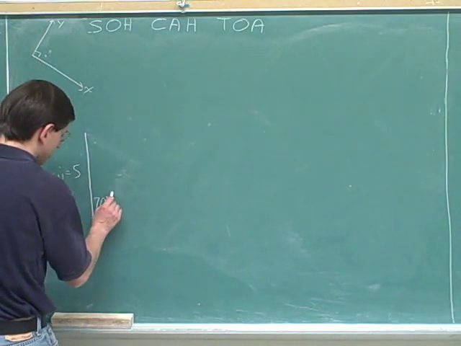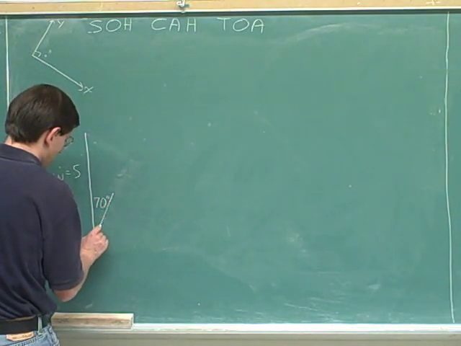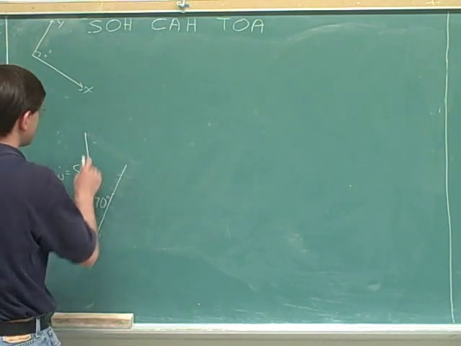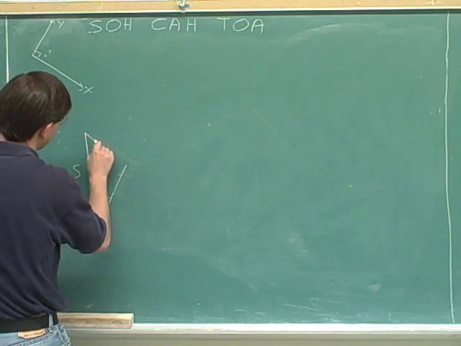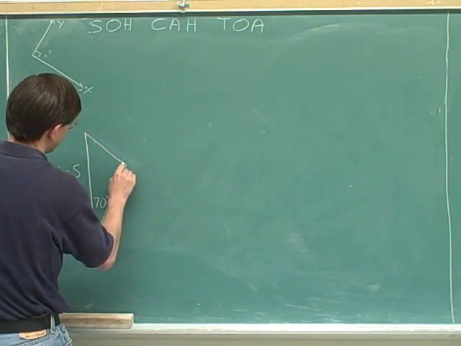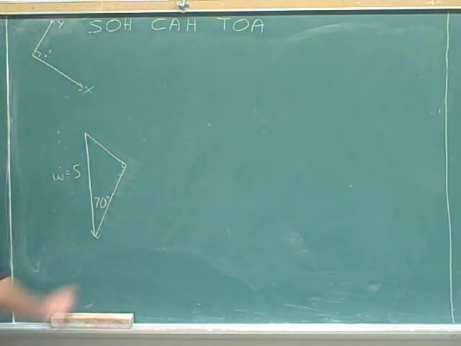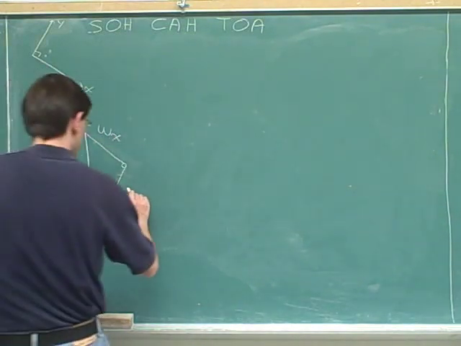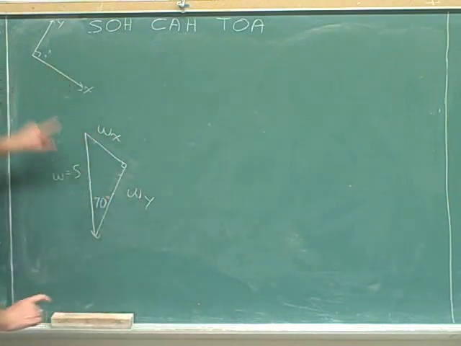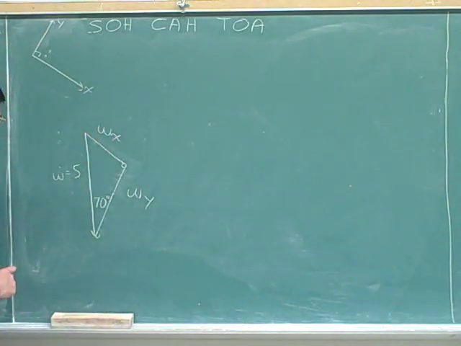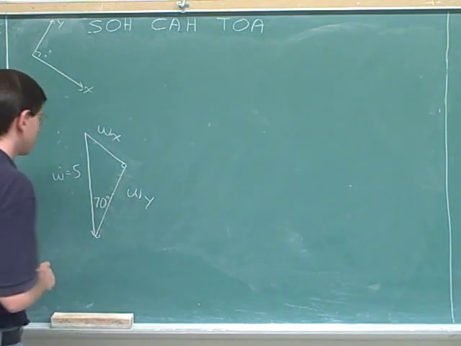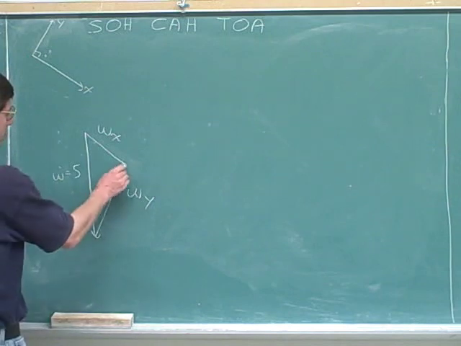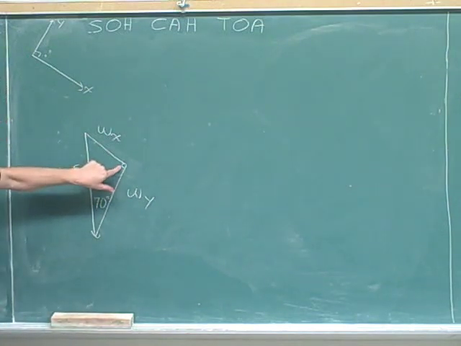Well, I can automatically draw a leg across this dashed line. This leg is going to be parallel to the y-axis. And then I can draw a leg that's parallel to the x-axis. So this will be wx, parallel to the x-axis. And this will be wy, parallel to the y-axis. And since the x and the y axes are perpendicular, the x and the y components must be perpendicular. So that gives us our right triangle.